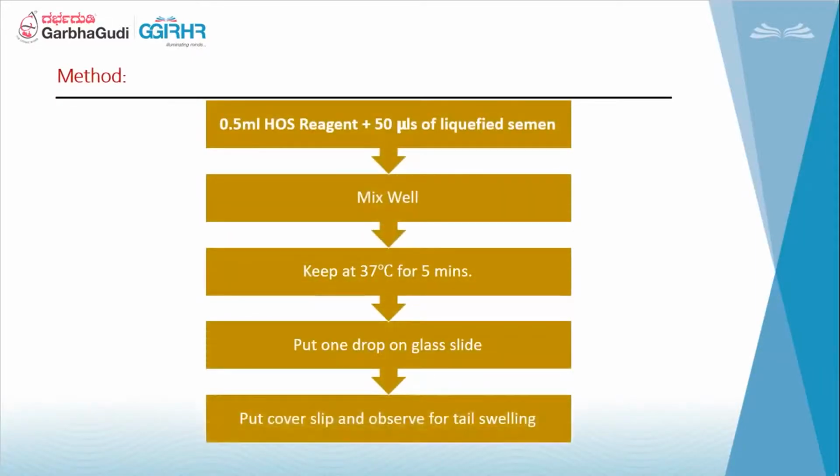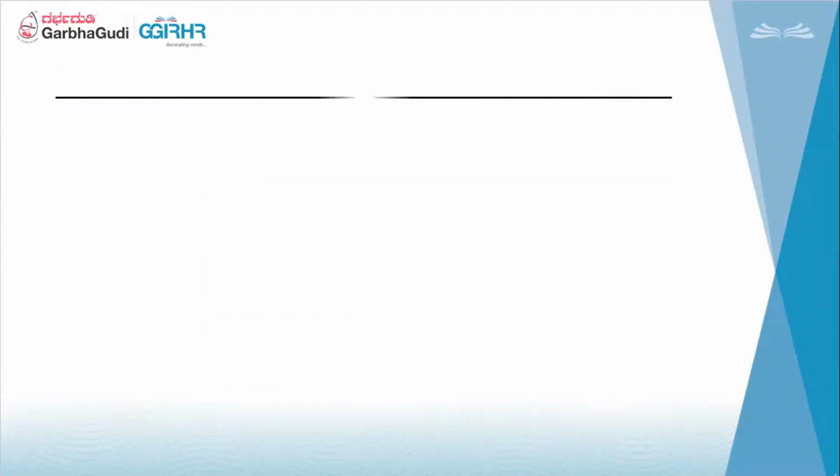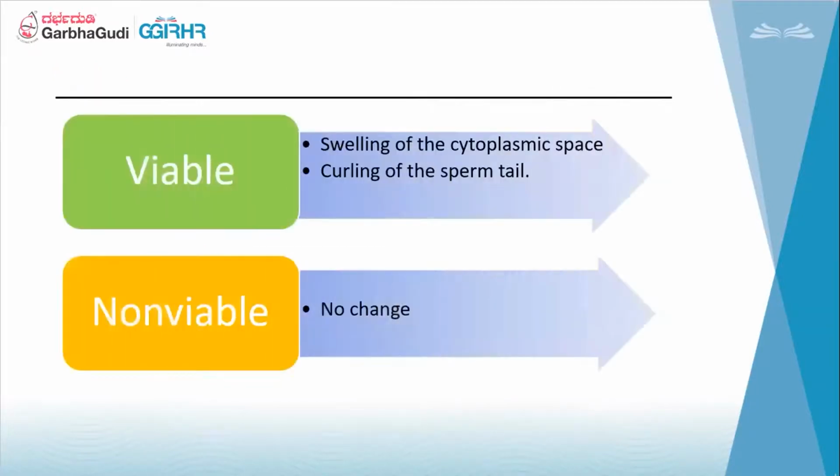So moving ahead, how is it done? 0.5 ml of HOS reagent is taken and 50 microliters of liquefied semen is added. Then it is mixed well. Then we keep it at 37 degrees Celsius for 5 minutes. Then put one drop on a glass slide, put a cover slip and observe the tail swelling.